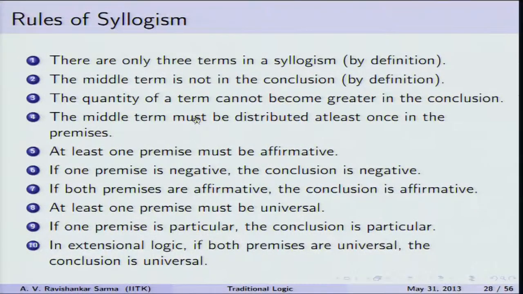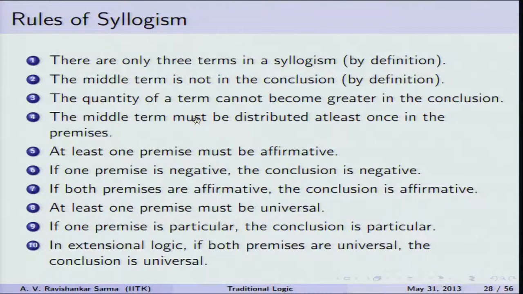The eighth rule states that at least one premise must be universal. This is another interesting observation. At least one of the premises should be a universal proposition. What are the universal propositions? A and E are considered to be universal propositions. If you look at the premises of all the valid syllogisms, you will find either A or E in them. That is another interesting and important observation.